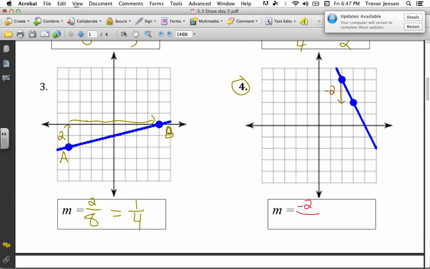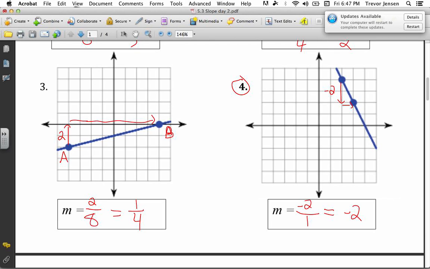And my run, to get from the first point to the second point, I have to go to the right 1 unit. I know going to the right gives me a positive run value, so it gives me a run of 1, negative 2 over 1. I can just write that as negative 2, because negative 2 divided by 1 is negative 2. So my slope is negative 2. I knew it would be negative because it goes down to the right.